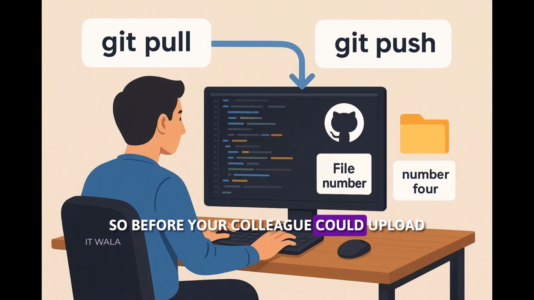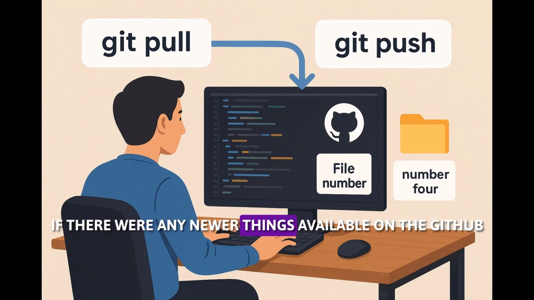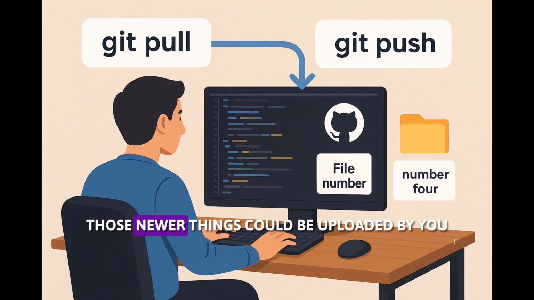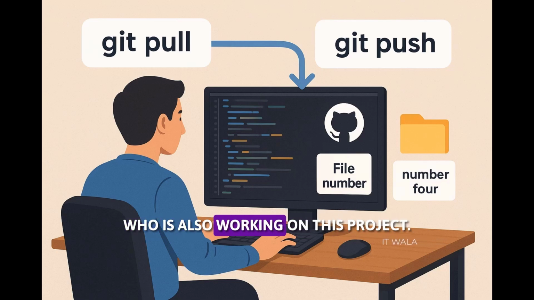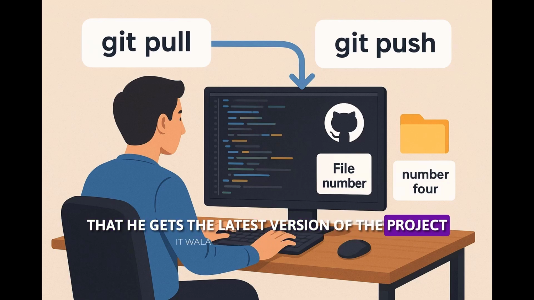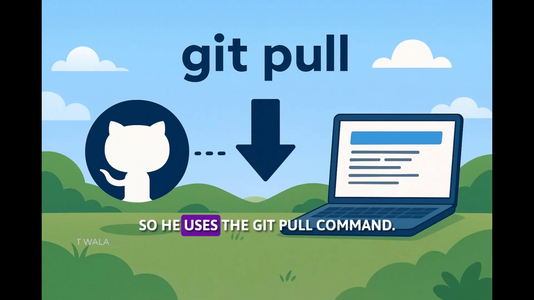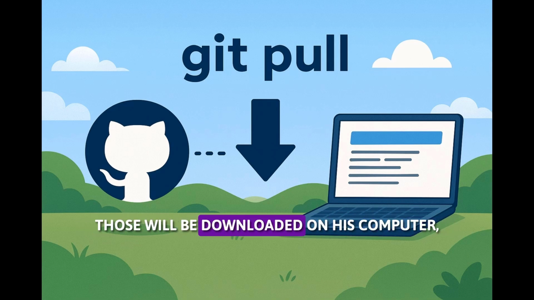So before your colleague could upload his new work on the GitHub, he wanted to check if there were any newer things available on the GitHub repository or not. Those newer things could be uploaded by you or some other colleague of yours who is also working on this project. So, your colleague first wants to make sure that he gets the latest version of the project from the GitHub repository. So he uses the git pull command. If there are any new changes to be downloaded, those will be downloaded on his computer.